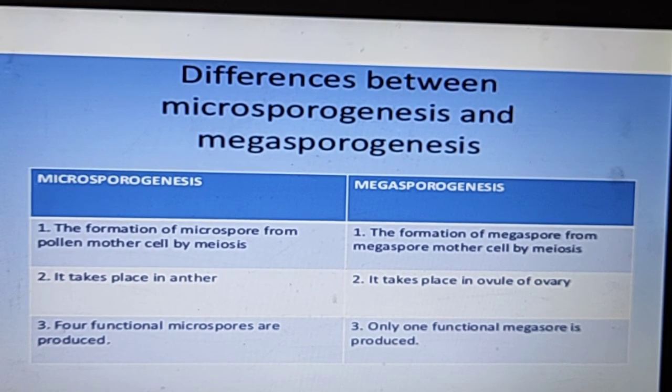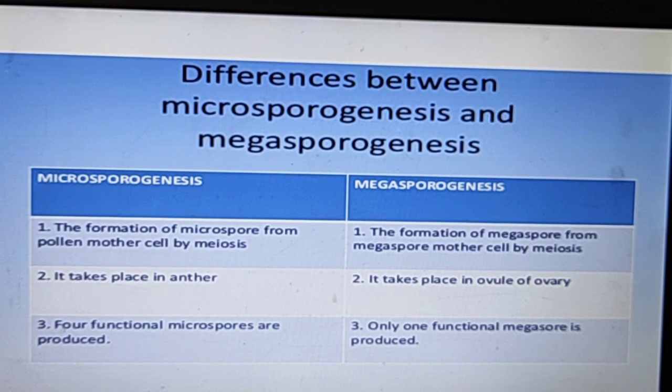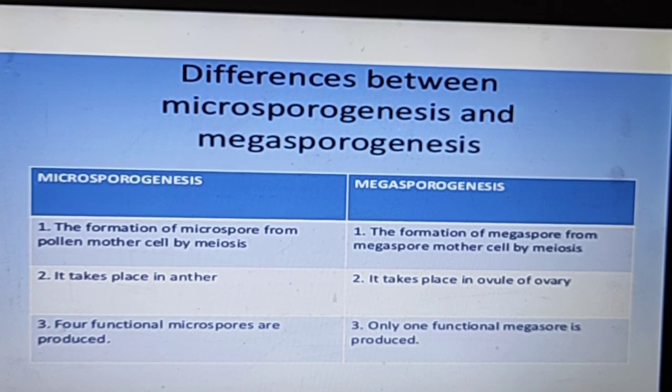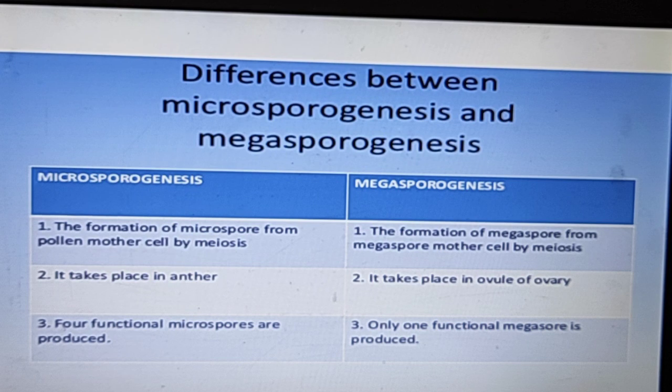Now, many times they may ask such a question: write down the difference between microsporogenesis and megasporogenesis. You can write it as it is. Microsporogenesis is the formation of microspores from the pollen mother cell by meiosis. It is clear that micro means pollen formation, mega means egg formation. The formation of megaspore is known as megasporogenesis, and the formation of microspore is known as microsporogenesis. One takes place in the anther, the other in the ovule. In microsporogenesis, 4 functional microspores are produced, but in megasporogenesis only 1 functional megaspore is produced.